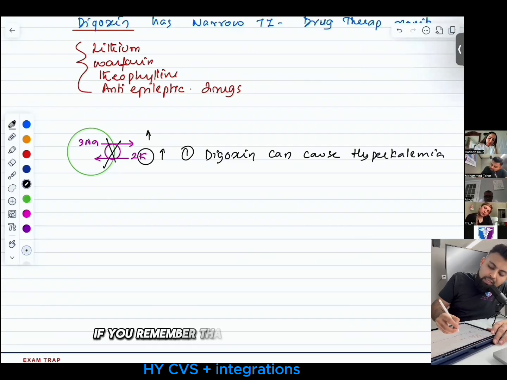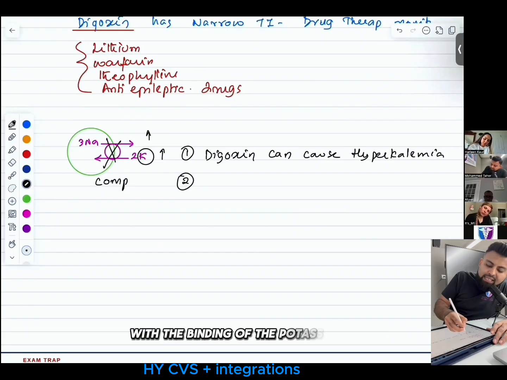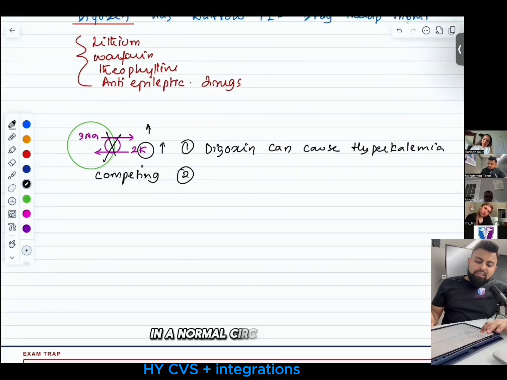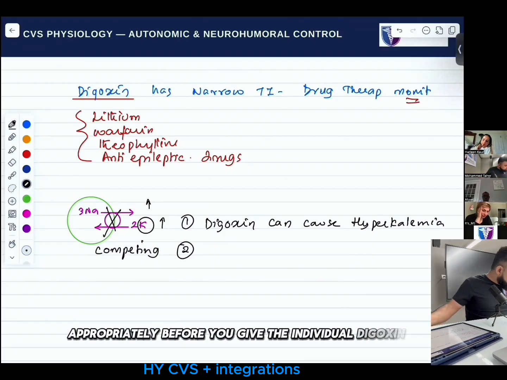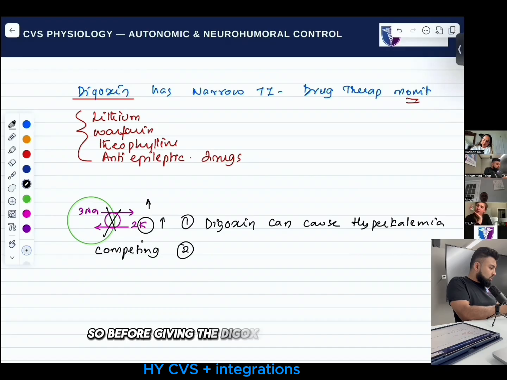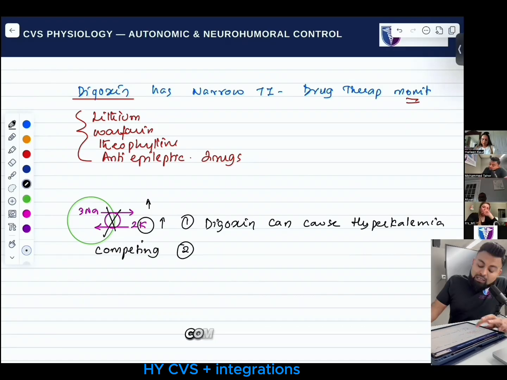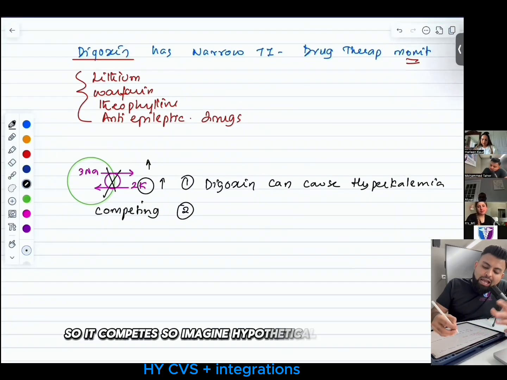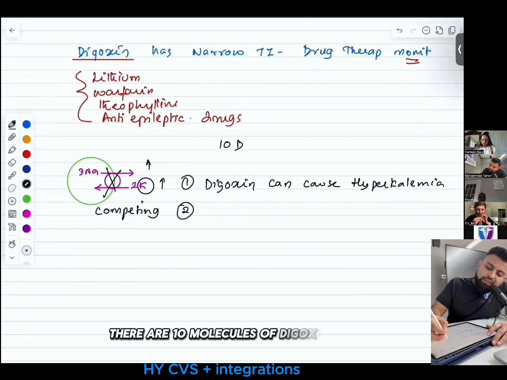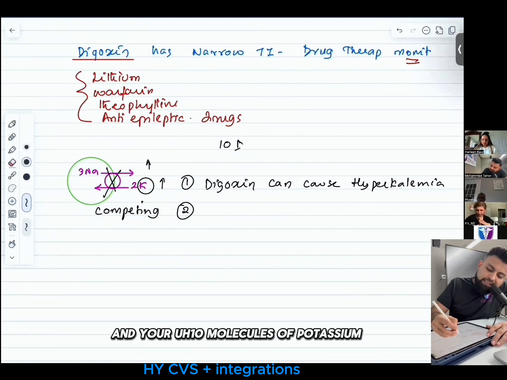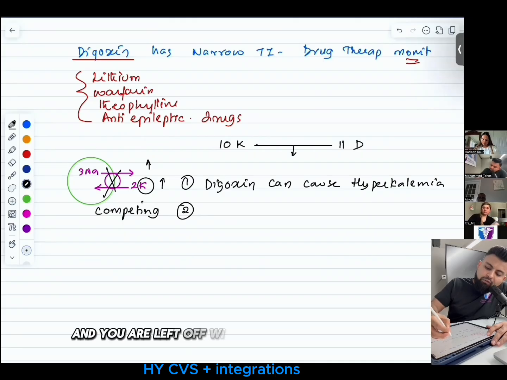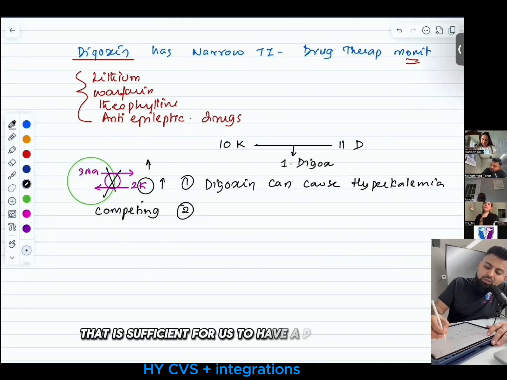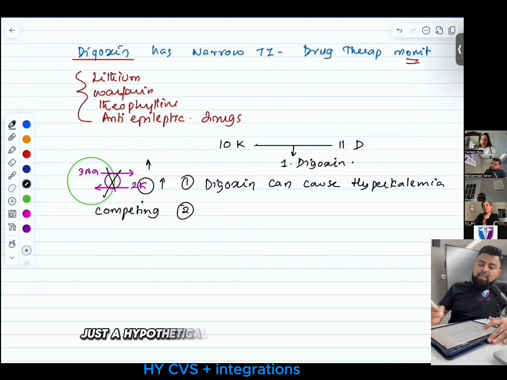But then remember that digoxin competes with the binding of potassium. In normal circumstances, you have to calculate the dose appropriately before you give the individual digoxin. Imagine a hypothetical example: there are 10 molecules of potassium and 11 molecules of digoxin. 10 will neutralize 10 and you are left with 1 molecule of digoxin. That is sufficient for a proper action. Just a hypothetical example to study.